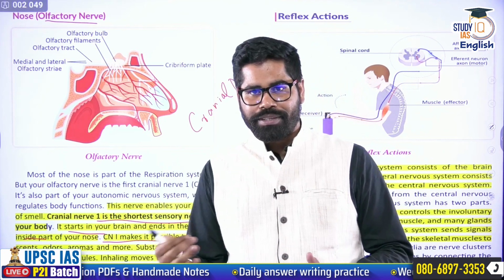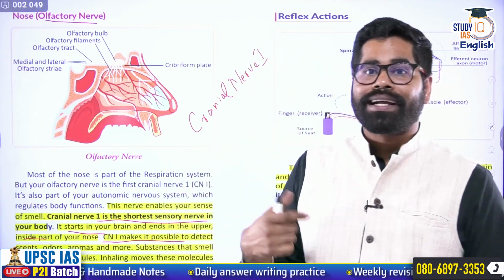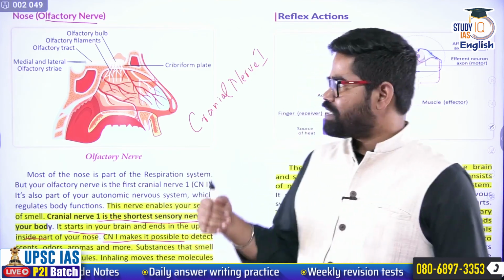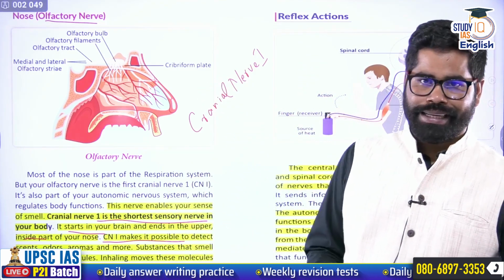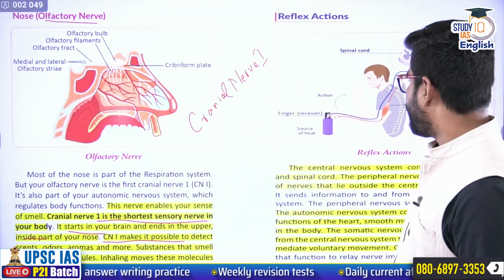So when we are able to detect all these things, it is because of cranial nerve 1 that is present inside the nose of our body. It is the shortest nerve in the body.